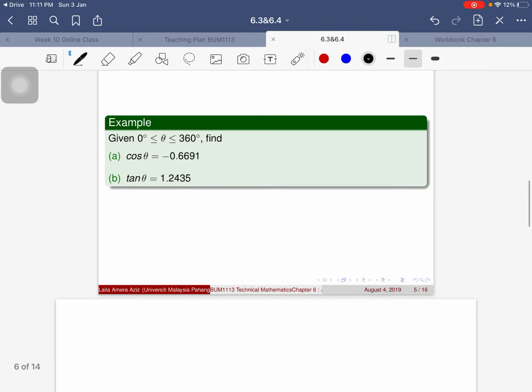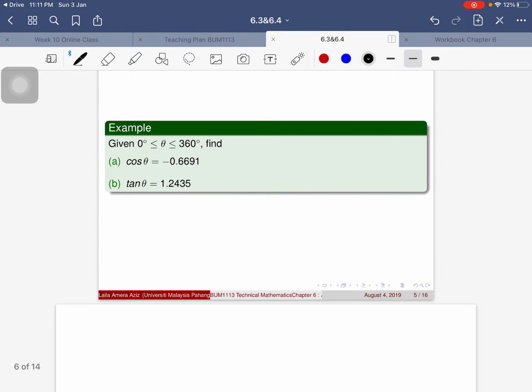Okay, so now that we have all this, you're already clear about the concept that we're going to apply. So I'm going to start with the first example.